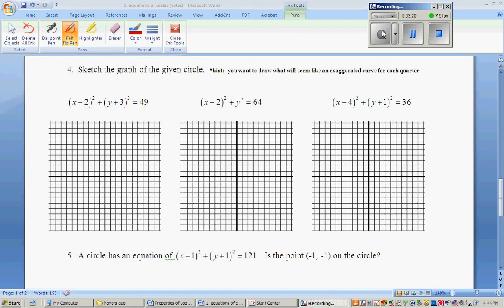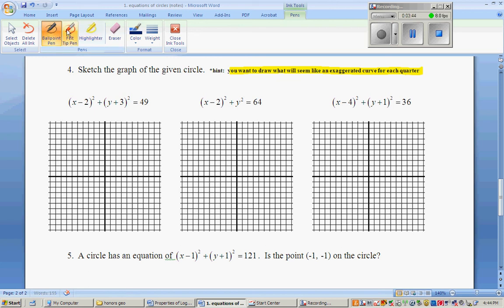And now for section 4. It's just the reverse of what you did. You're now going to draw the circle. It's best to use a compass, but if you don't, this hint is ultra important. If you do not want to draw a silly looking circle, you will draw such an exaggerated curve for each quarter so that the circle actually looks appropriate.